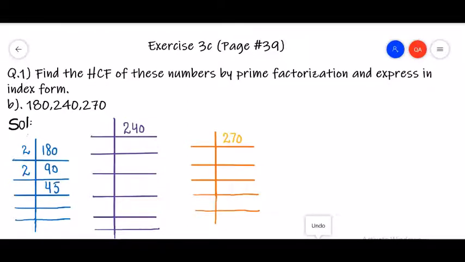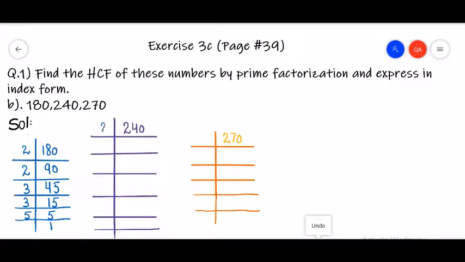Now it is an odd number. So we will divide it by 3. 3 ones are 3 and 3 fives are 15. Now again this is an odd number, so it will be divisible by 3. 3 fives are 15, and here 5 is a prime number, so we will divide it by 5. 5 ones are 5. Now we will factorize 240.